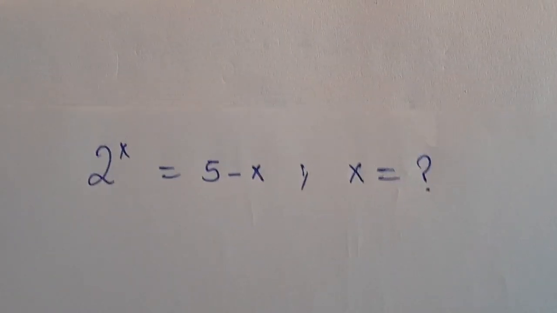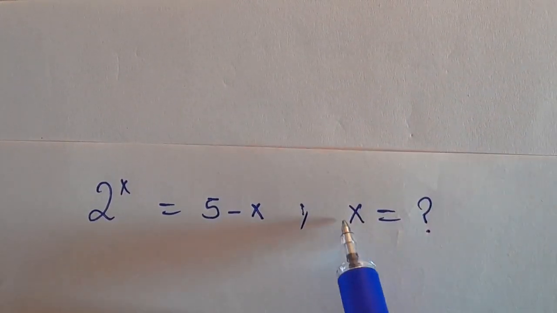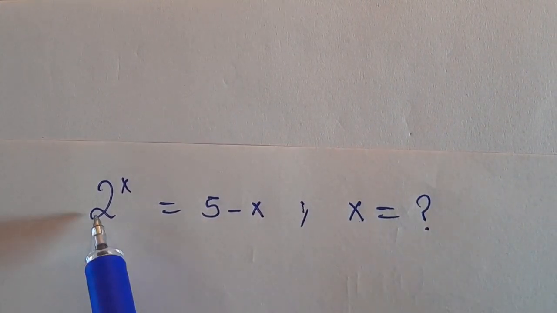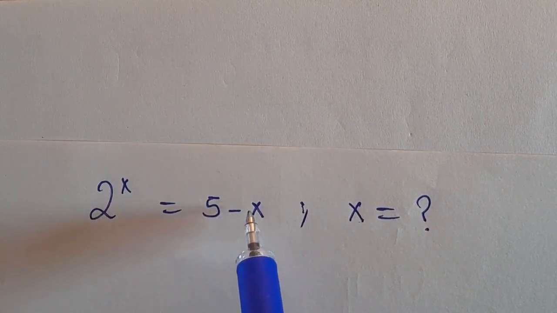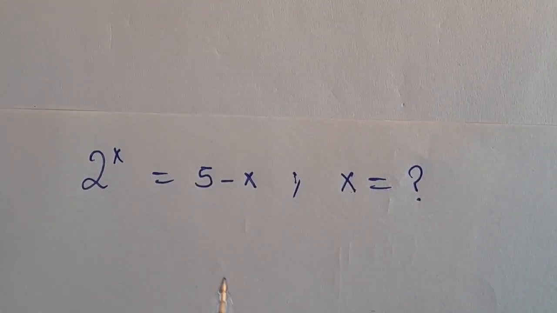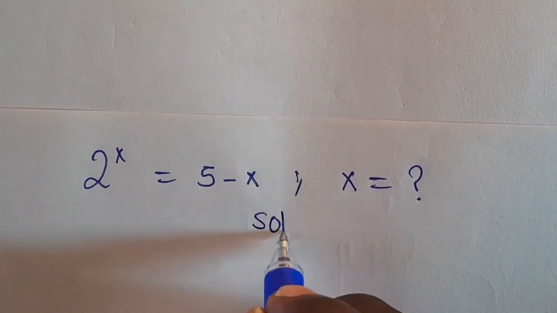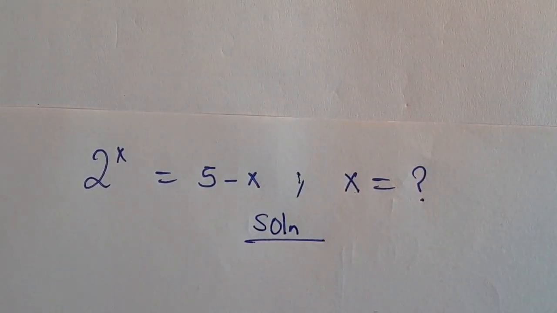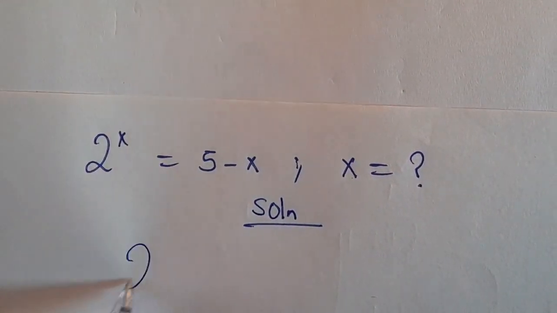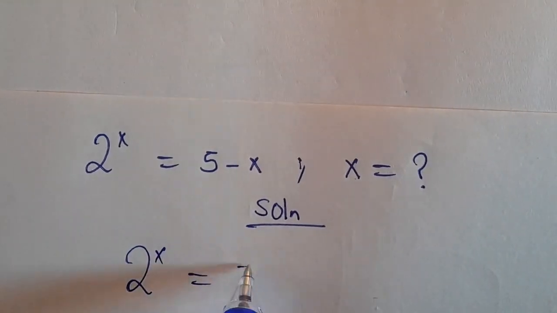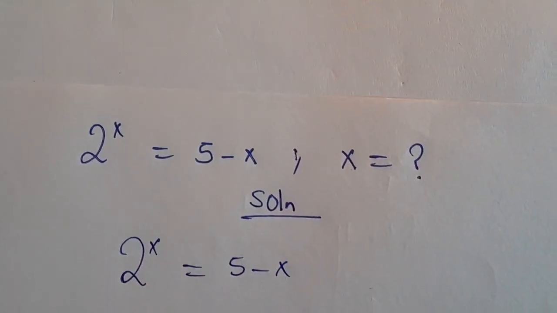Today we want to find the value of x given that 2 to the power of x equals 5 minus x. So let's see the solution. Now from here, you have 2 to the power of x equals 5 minus x.